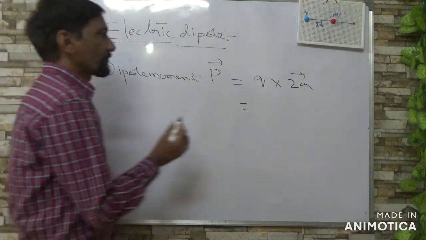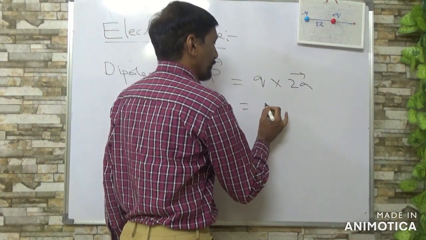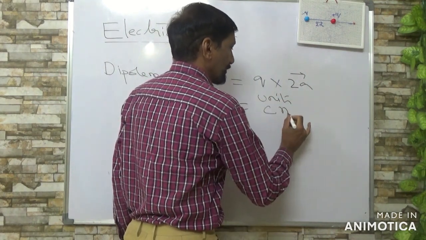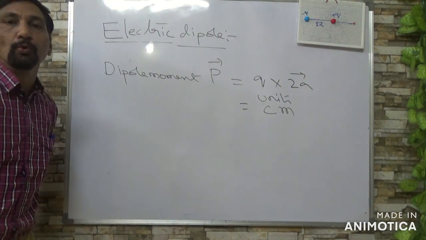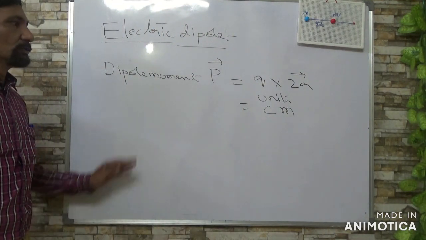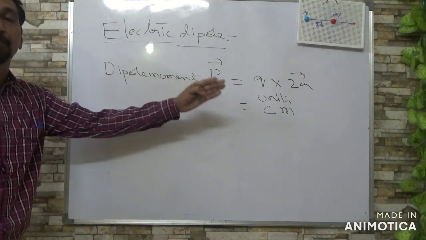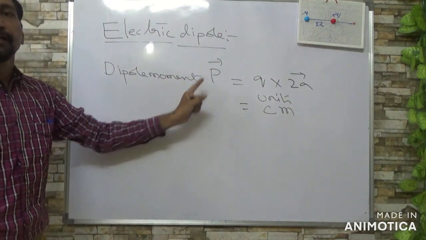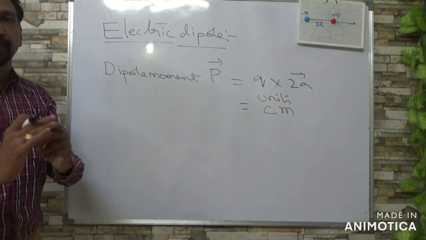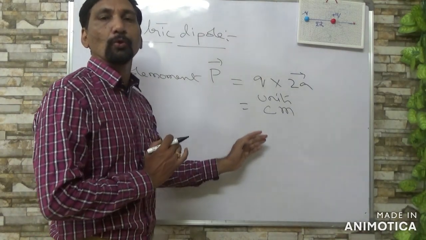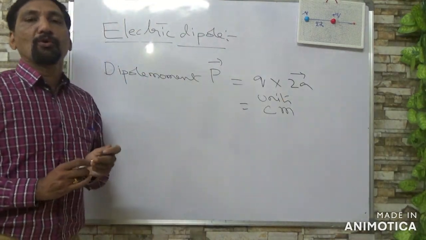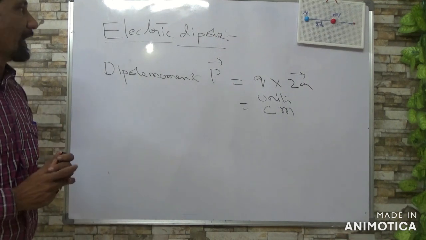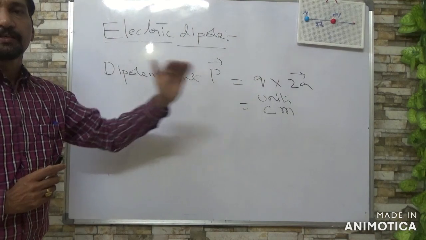Units: charge unit you all know, coulomb, and length unit is meter. So its units are coulomb meter. Dipole moment is defined as the product of either charge and length of the dipole, and it is a vector quantity. Its units are coulomb meter. Now we are going to know the electric field strength, or electric field, on the axial line of a dipole.